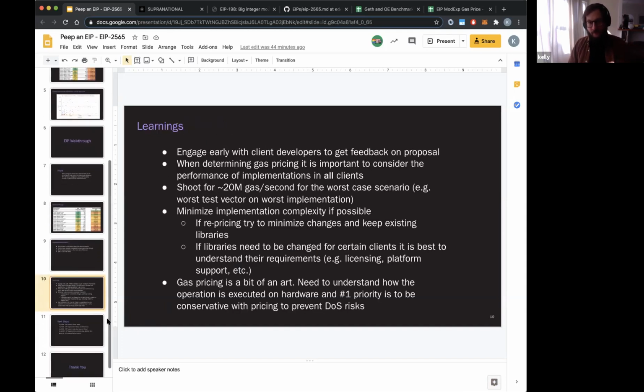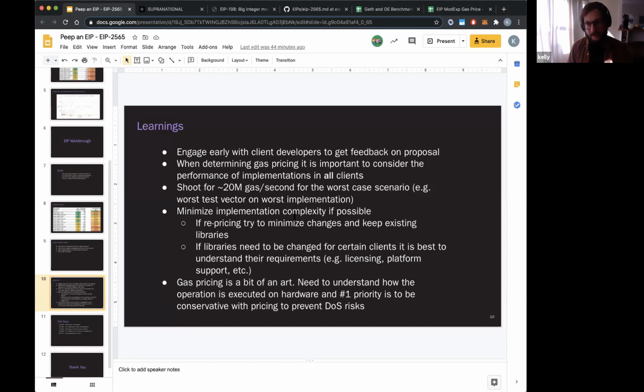So what are some of the learnings? I think the first one is, engage as early as possible with the client developers to get their feedback on the proposal. When we originally went in with this EIP, we had a range of options and said, these are some different ways that we can tackle the problem. It was really informative to get that feedback from the various developers so that we could craft a proposal that was going to be acceptable to them.